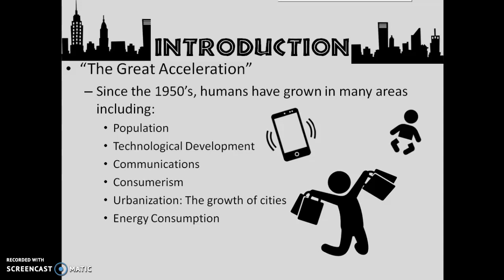So we've seen humans have grown in areas such as population, technological development, and communications. Those two kind of go hand in hand. Consumerism, urbanization. Urbanization is the growth of cities, the growth and development of cities. And then energy consumption. Okay, so we've grown a lot since the 1950s, particularly in these areas.